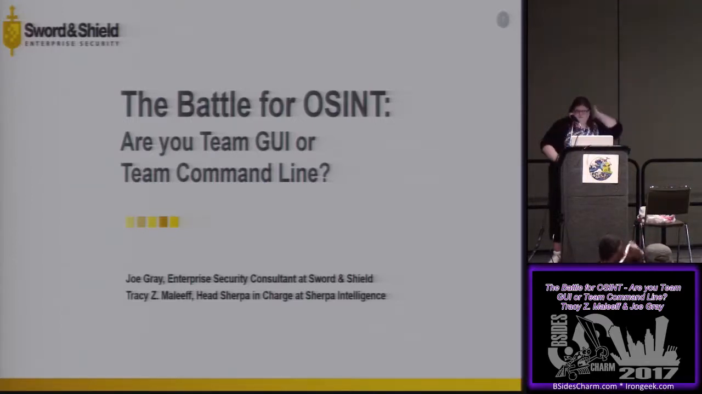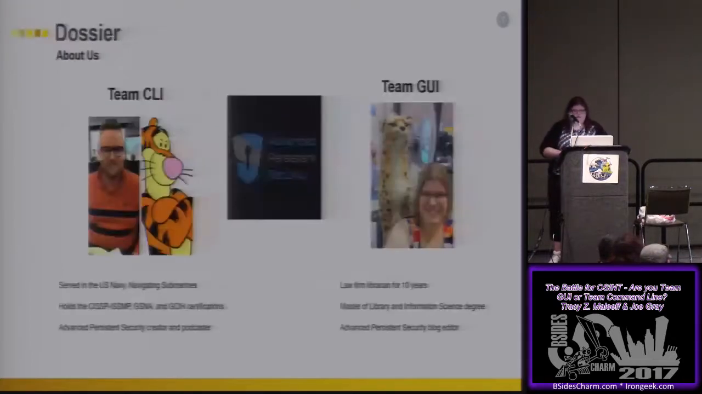So my background is that I have a library background, so I know how to find stuff. Joe has a tech background. He knows how to find things another way. So we're going to show you different ways to find things, and here are our credentials with each of our spirit animals. His is Tigger. Mine's a cheetah, apparently. Thanks, Ed Rojas. Yeah. So this is going to be good.